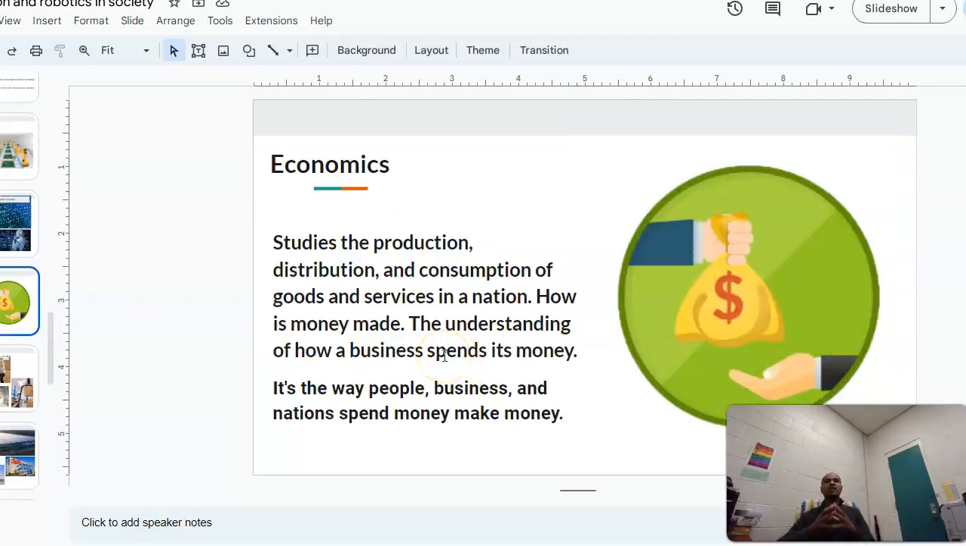Economics. Economics is just the study of the production, distribution, and consumption of goods and services in a nation. That's how a nation makes money. It's the understanding of how a business spends its money. It's the way people, businesses, and nations spend money to make money. So this happens every day. Everything in our society and societies across the world revolves around how businesses spend and make money.